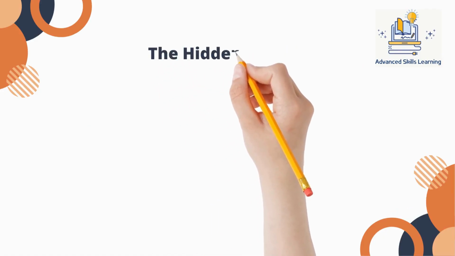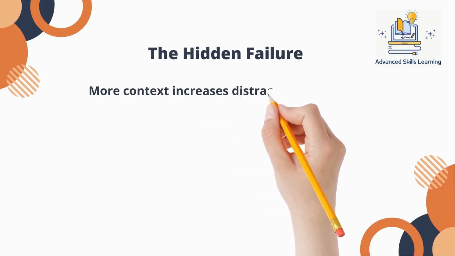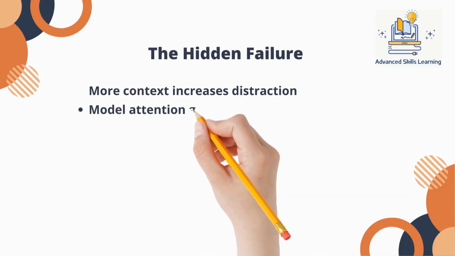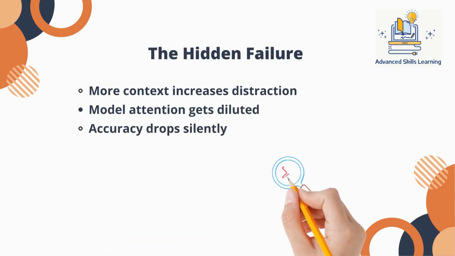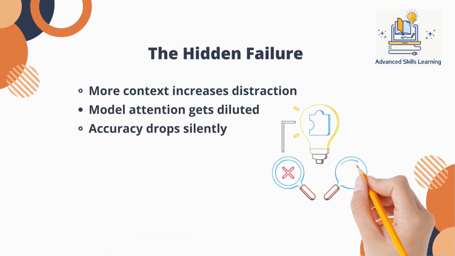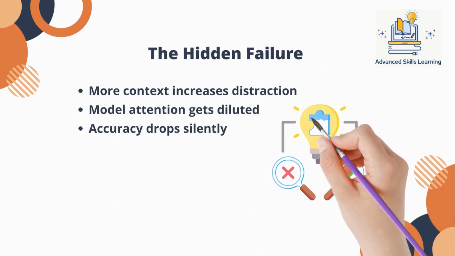This leads to a hidden failure mode. The model's attention gets diluted across too many tokens. Important facts are still present, but they are harder to focus on. And the system fails silently, producing answers that sound correct but miss key details because the model doesn't ignore bad context. It tries to use everything, which increases confusion.